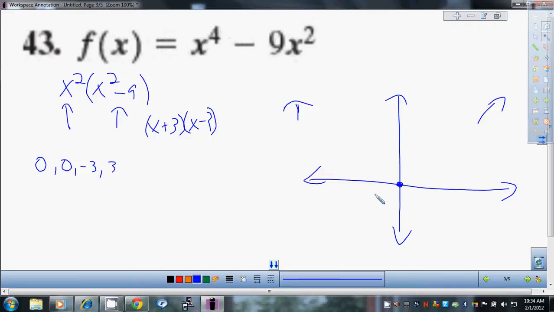So now we just plot those. 1, 2, 3. 1, 2, 3. And we're pretty much ready to go. There's x squared. Any x without a plus or minus is just a 0 root.